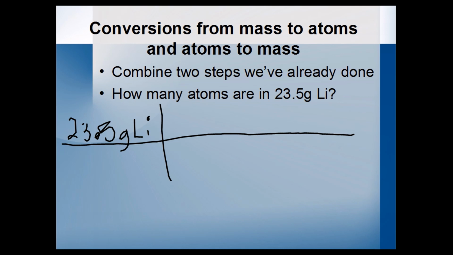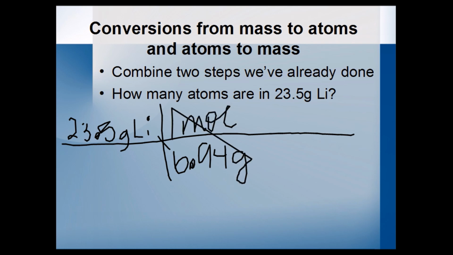So if you don't know how much lithium weighs, you're going to need to find that on your periodic table, excuse me. So lithium weighs 6.94 grams, and grams, diagonals have to match, right? So 6.94 grams, and we know that mass equals 1 mole of lithium.